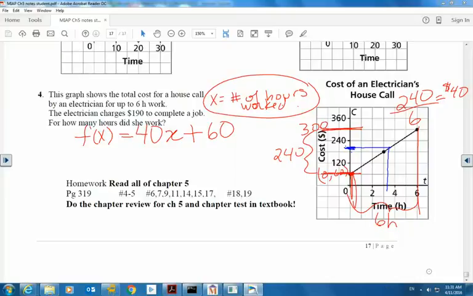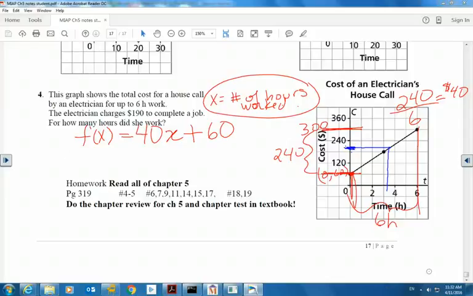Can we estimate? What do you think, like 3-ish hours? But ish isn't very exact, is it? It's not quite 3.5 though, is it? 3 hours and 15 minutes. Okay, so you're thinking 3 hours and 15 minutes, or a little less than 3.5 hours, right? So let's figure it out exactly by solving this equation.